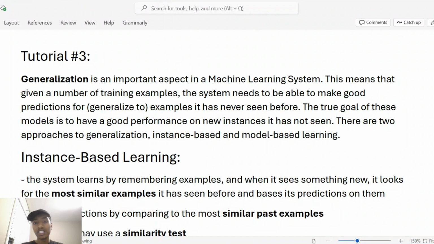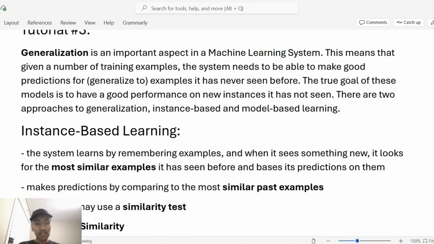So when it comes to machine learning, generalization is an important aspect of it. We talked about how we have a training set. And what a machine learning system is supposed to do is create a prediction based on a specific large set of training data. It's supposed to generalize that training set. There's two ways to generalize a training set of information to a new instance of a problem, and that is instance-based learning versus model-based learning.